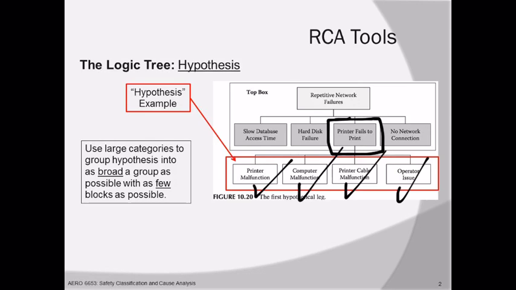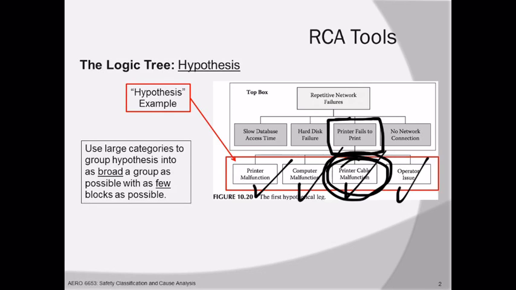When grouping hypotheses, we want to be as broad and all-inclusive as possible. Try to get all the hypotheses in there, but with as few boxes as possible. So we don't want to say that the printer cable, for example, was unplugged, or the printer cable was broken, and the printer cable was malfunctioning, and the printer cable was unplugged from the printer. We can include all of that in one particular box. So as broad and all-inclusive as possible.